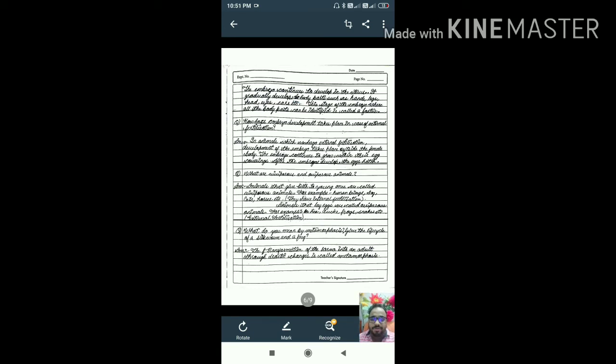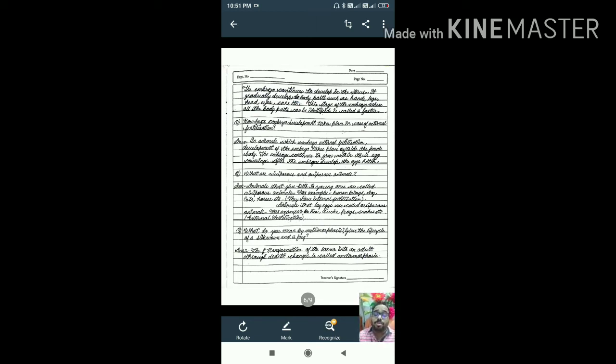Viviparous and oviparous animals were also discussed. Viviparous means animals that directly give birth to young ones, and oviparous means animals that lay eggs, and from the eggs we get the young ones. In viviparous animals we get internal fertilization, and in oviparous animals we get external fertilization.